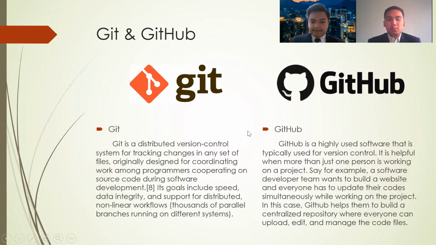What is GitHub? GitHub is a highly used software that is typically used for version control. It is helpful when more than just one person is working on a project. Let's say, for example, a software developer team wants to build a website and everyone has to update their codes simultaneously while working on the project. In this case, GitHub helps them to build a centralized repository where everyone can upload, edit, manage the code files.